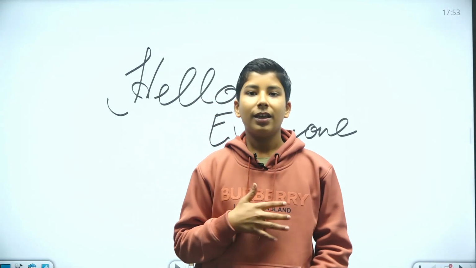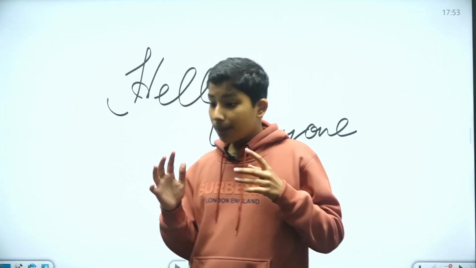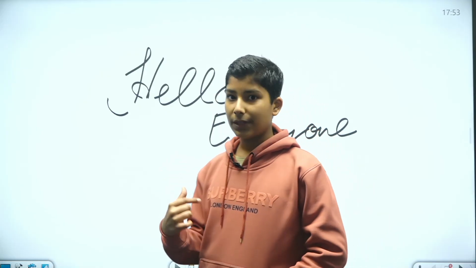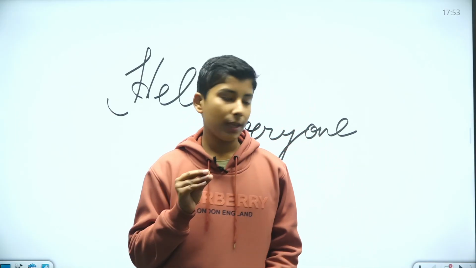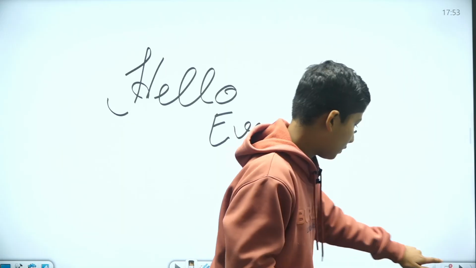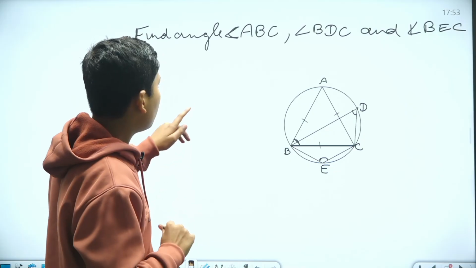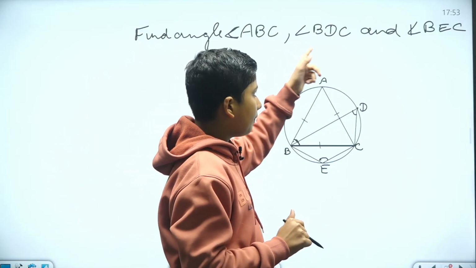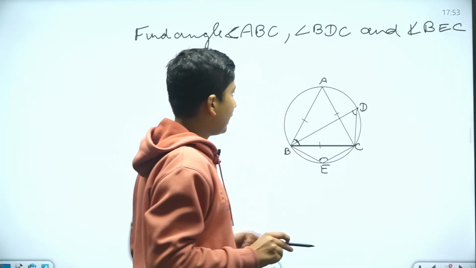This is Karthik, and in today's video we will again do the important questions of class 9th, chapters quadrilateral, triangle, angle and circles. Okay, so let's start. So this is our first question. In this we have to find angle ABC, BDC and angle BEC. So firstly we will find angle ABC.